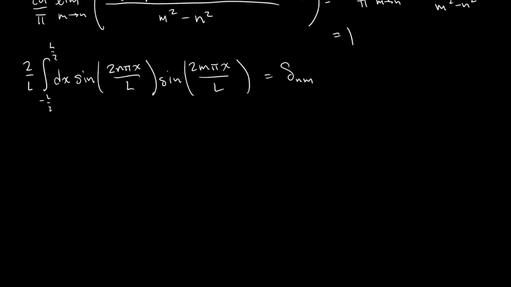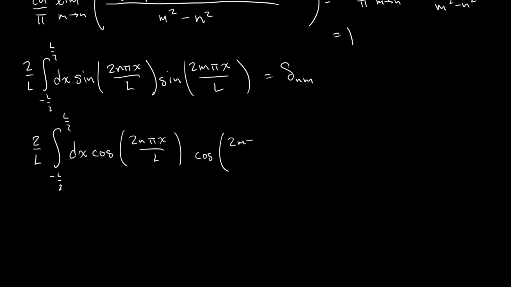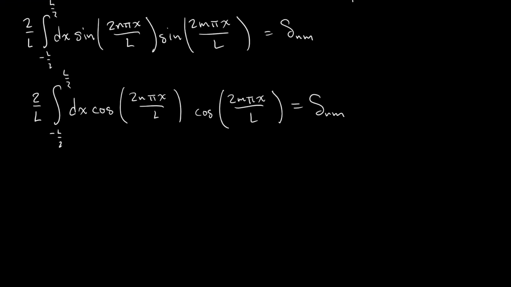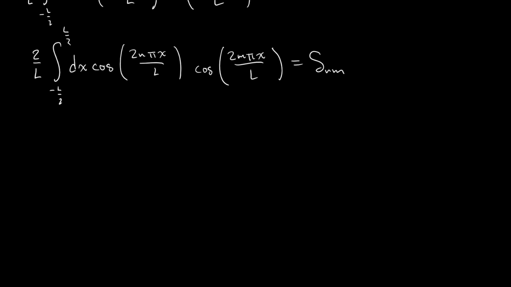Now, again, we can do a similar thing. I'm not going to go through it in super close detail because it's almost identical for the cosines. And again, not super surprisingly, we find that the integral of the cosines is also equal to the Kronecker delta. Okay, so our sines are all orthonormal to each other. Our cosines are all orthonormal to each other. But we still need to check that sines and cosines are mutually orthogonal. Okay?